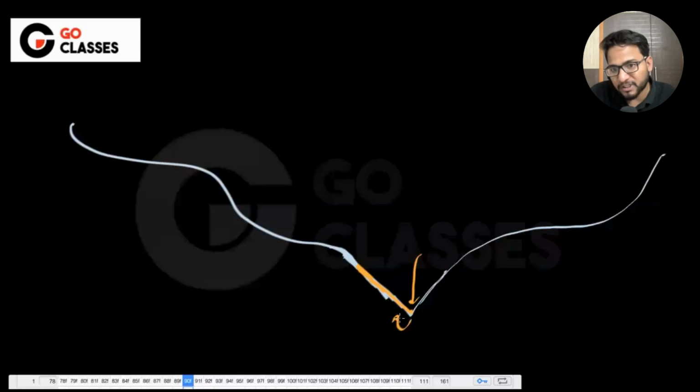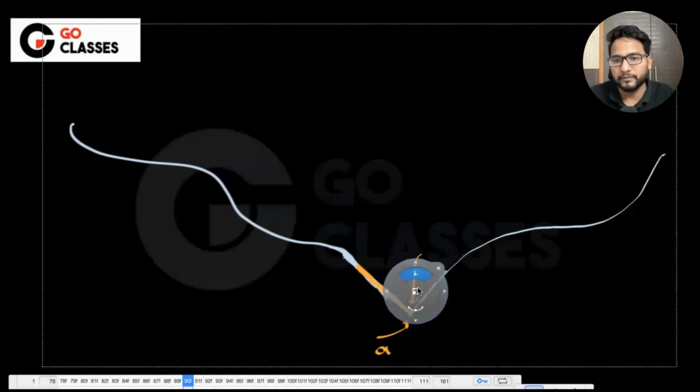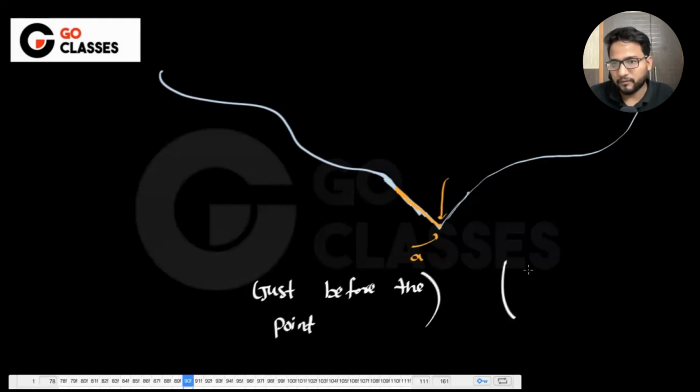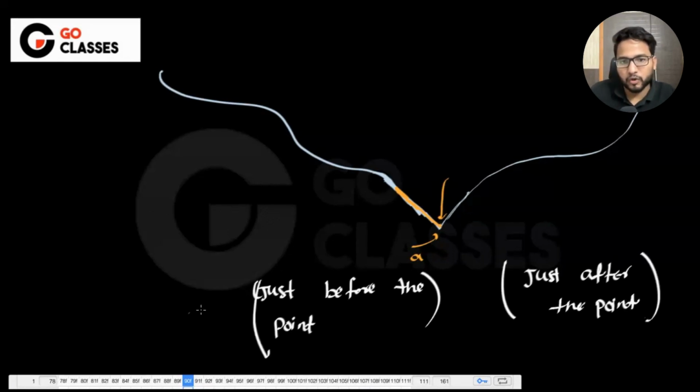At this point, look at the slopes just before this point and just after this point. Just before this point, the slope was something, the tan theta is there. I think it is negative, but I don't want to comment on negative or positive. And then this is again the tan theta, and the slope is something else. If I say this point is A, then just before the point and just after the point, the slopes are not the same. If I talk about the slope here, these two slopes are not the same. So I will say the function is not smooth.